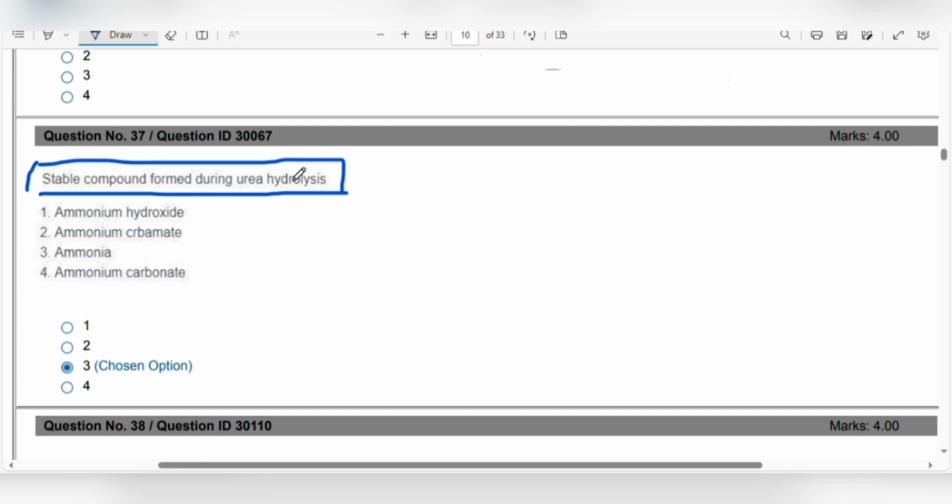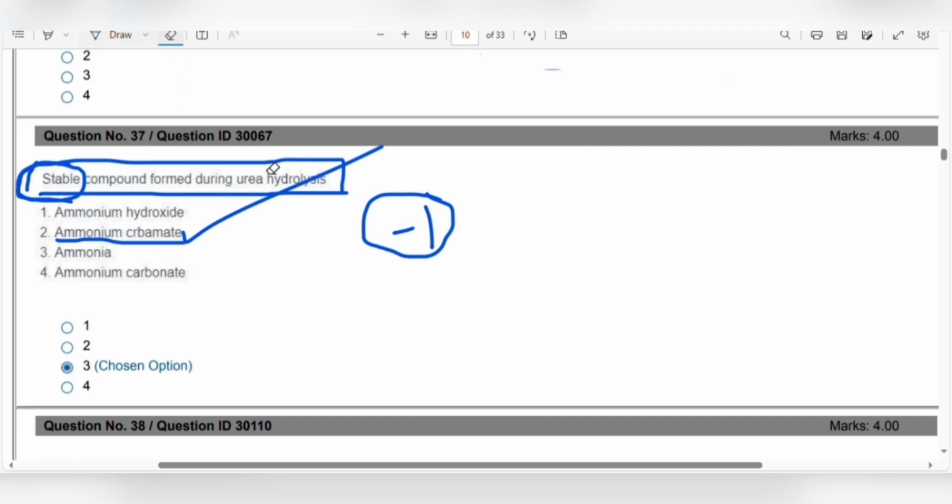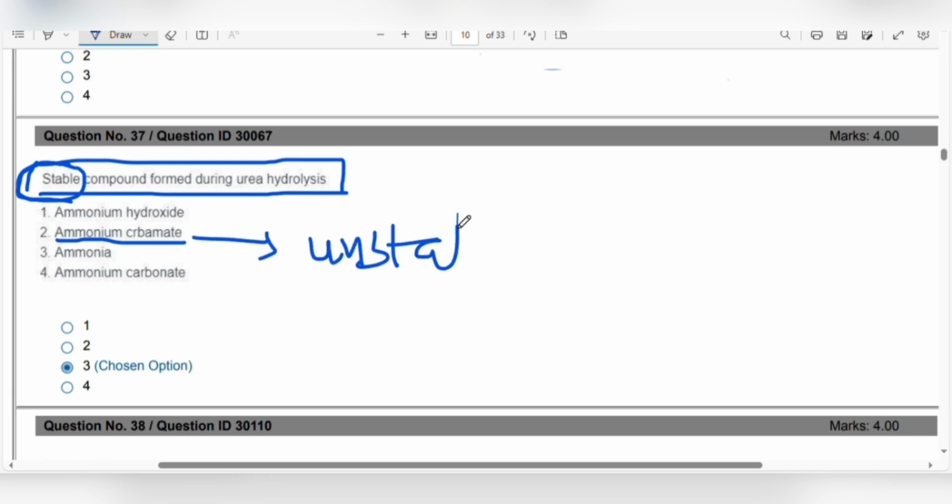Our common notion is that the first compound that is formed during urea hydrolysis is ammonium carbamate. So most of the students, what they will do, they will just read the question, formed during urea hydrolysis. They know ammonium carbamate. They will go for ammonium carbamate and go on just fetching them -1. Right? So you have to carefully see the word here, stable. Stable compound formed during urea hydrolysis. Urea hydrolysis, the first compound that is formed is ammonium carbamate. That is true, but ammonium carbamate is unstable and it very quickly, very rapidly, it gets decomposed.